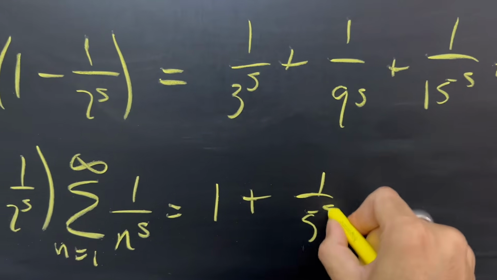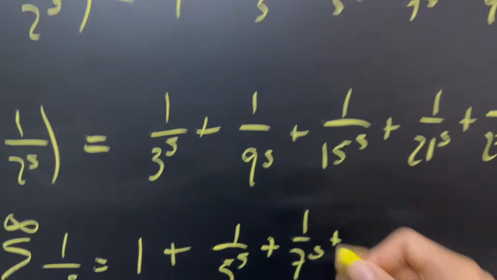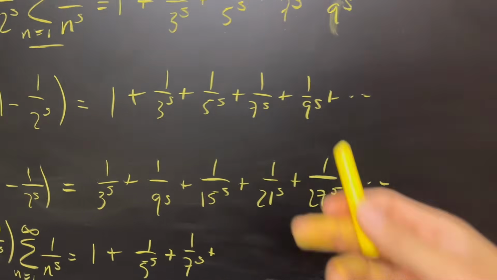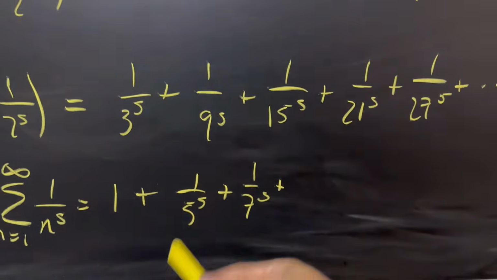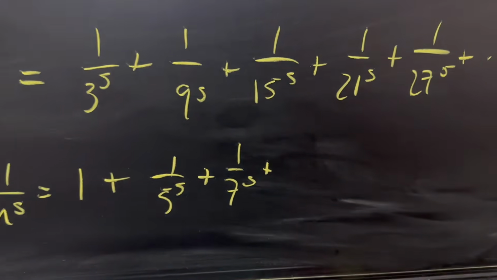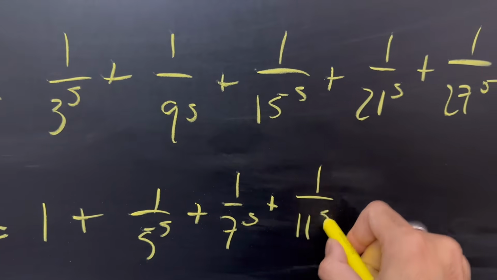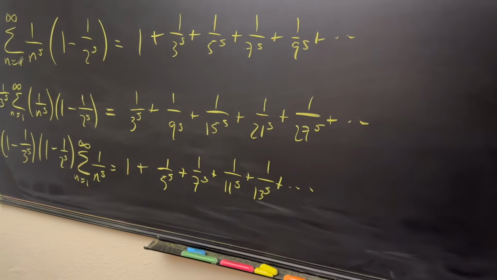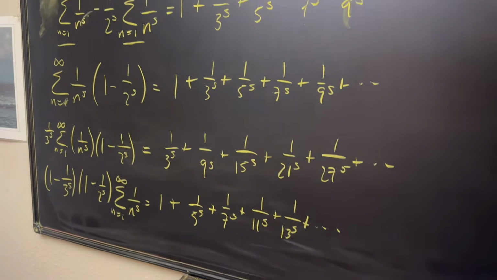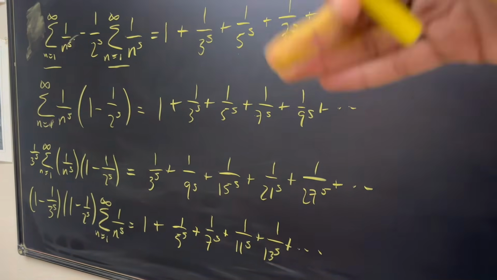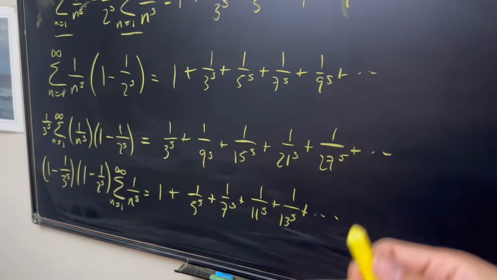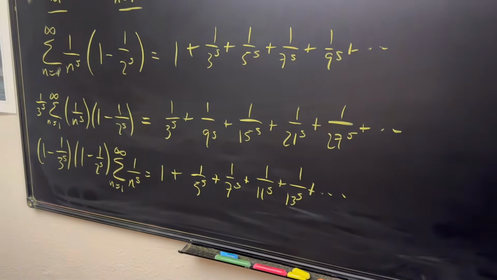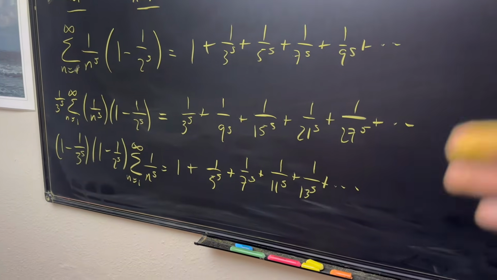So we have 1 over 5 to the s plus 1 over 7 to the s, and we will continue and cancel out every multiple of 3 in the denominator. So this will leave us with 1 plus 1 over 5 to the s plus 1 over 7 to the s plus 1 over, the next one will be 11 to the s, 1 over 13 to the s, and this will continue. As you look at this pattern, every single multiple of 2 got canceled out, every single multiple of 3 got canceled out, and then every single multiple of 5 will cancel out, and then of 7, and then of 11 and 13, and we will continue that process on and on and on.